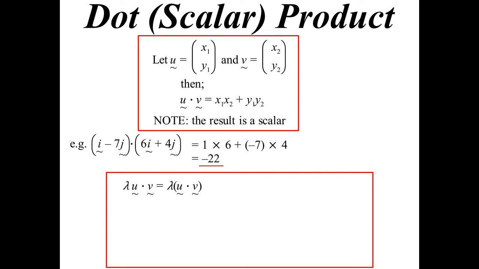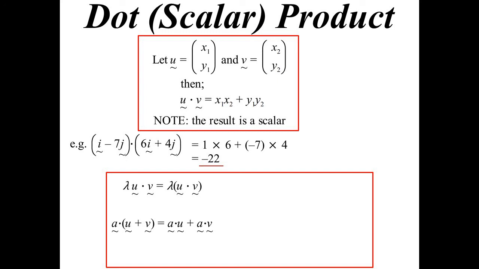Now some rules when we're doing the dot product. If one of those vectors is multiplied by a scalar, you could factorise the scalar. There's no problem with that. So you'd have that lambda and then work out the dot product. It's up to you. You could work out the dot product of u and v and then multiply it by the scalar, or you could multiply u by the scalar then do the dot product. It will give you the same answer.